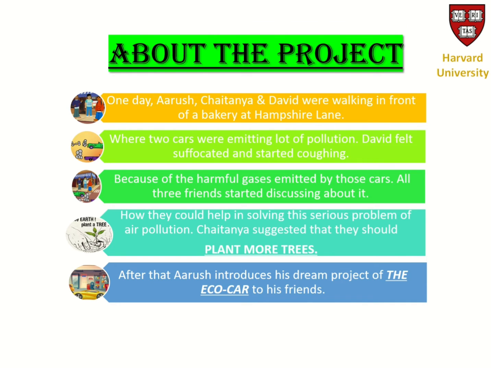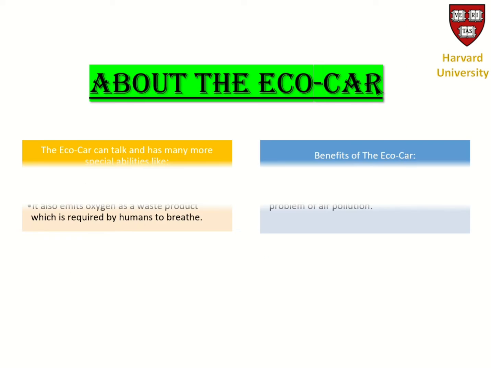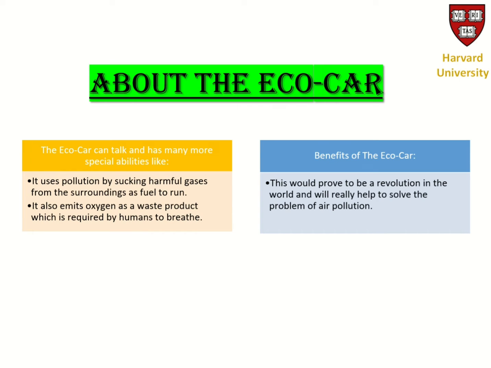Chaitanya suggested that they should plant more trees. After that, Aarush introduces his dream project of the eco car to his friends. So, the eco car can talk and has many more special abilities, like it uses pollution by sucking harmful gases from the surroundings as fuel to run. It also emits oxygen as a waste product which is required by humans to breathe.